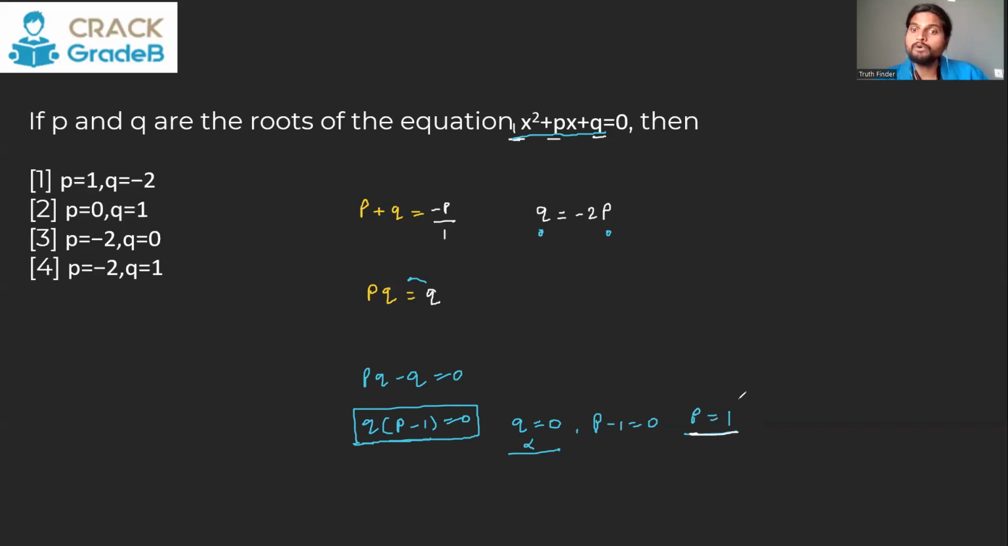So that means p is equal to 1 is now the solution. If you put p is equal to 1 here, we get q is equal to minus 2. So p is equal to 1 and q is equal to minus 2. That is option number 1 is the answer. Option number 1 is the answer. Get this? Okay, let's see one more.